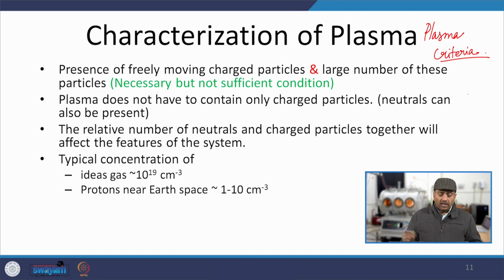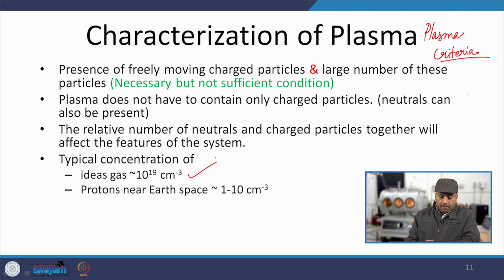So, for reference, we can say that a typical ideal gas concentration is 10 to the power of 19 atoms per unit volume, per cc, or cubic centimeter. So, under STP conditions, you take a cubic centimeter volume, you will realize that there are 10 to the power of 19 atoms inside it. Do you call it plasma?